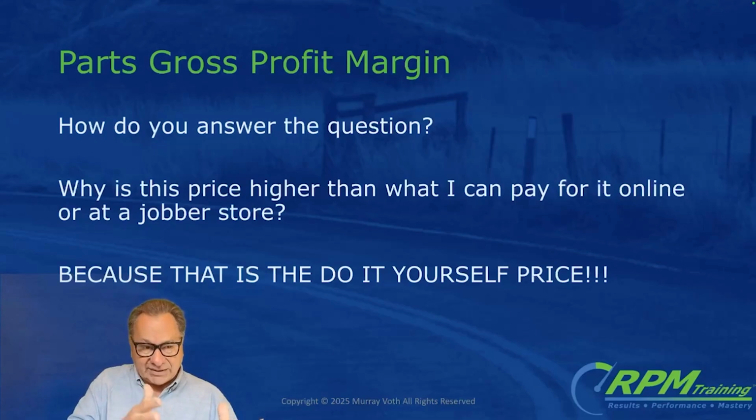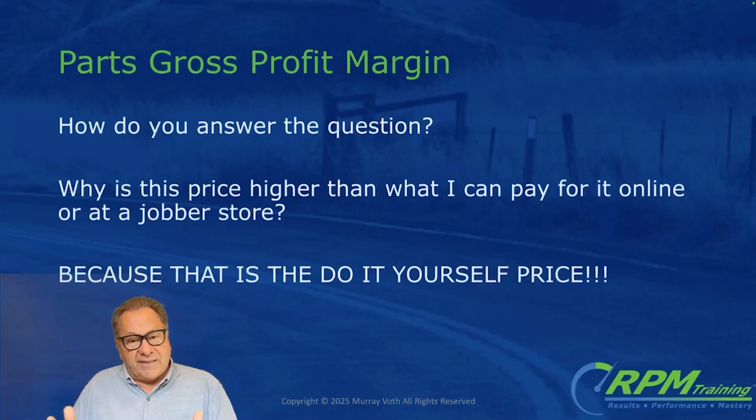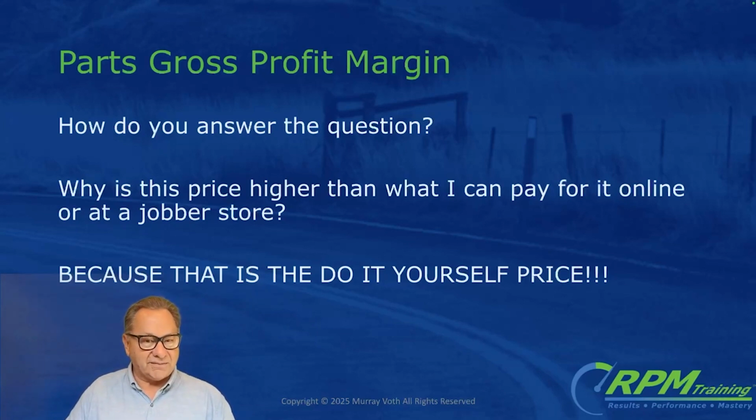It's a little bit less than their suggested list, and then you guys get all bent out of shape about that. That's the do-it-yourself price. I never hear restaurants complain that people can buy eggs at Costco, wholesale, right? You need to communicate that to your clients. I know that price is lower. Feel free to go buy it and do the brake job yourself. And let them decide what they're going to do.